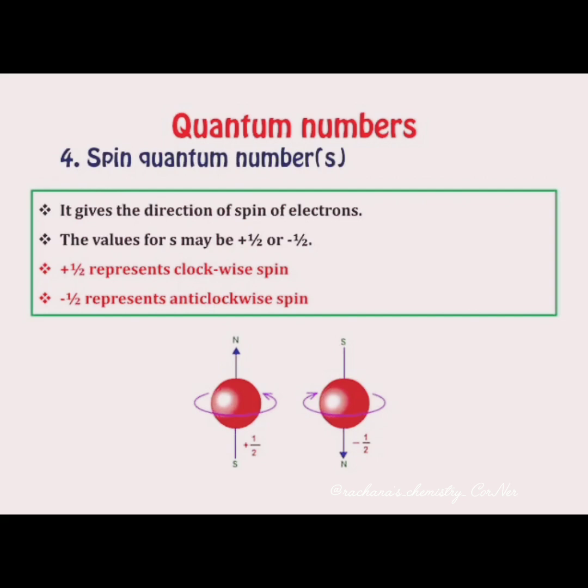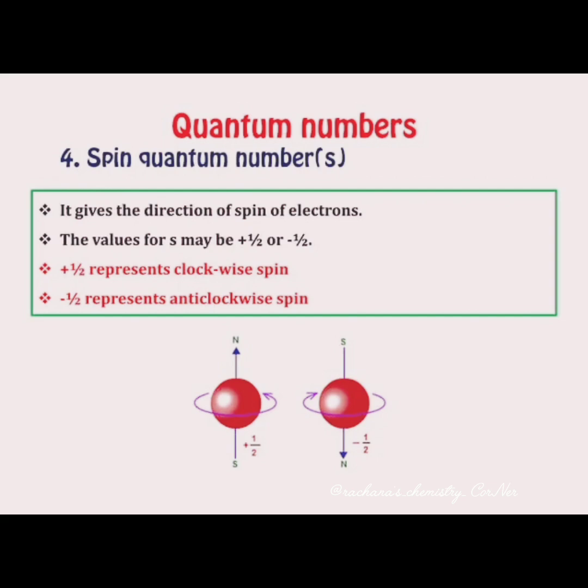Finally, the last one is the spin quantum number. It is represented by the symbol s. It gives the direction of the spin of the electron, and the values of s may be plus 1/2 or minus 1/2. Plus 1/2 represents the clockwise spin, and minus 1/2 represents the anti-clockwise spin. It means that the spin quantum number tells us about the orientation of the electron in space, that is simply the electron rotating in the clockwise or the anti-clockwise direction.